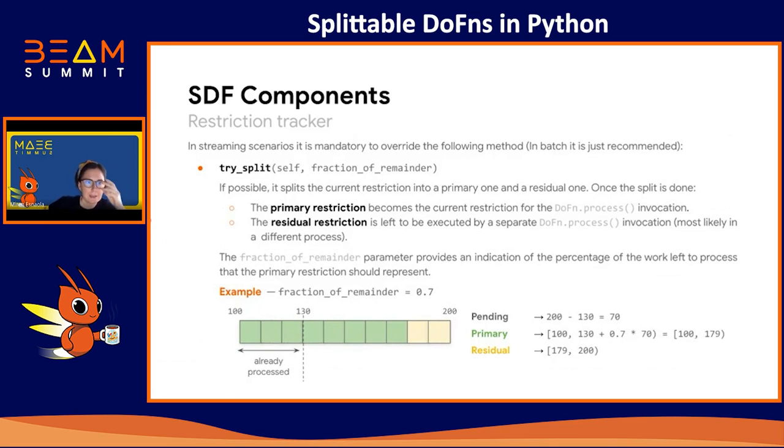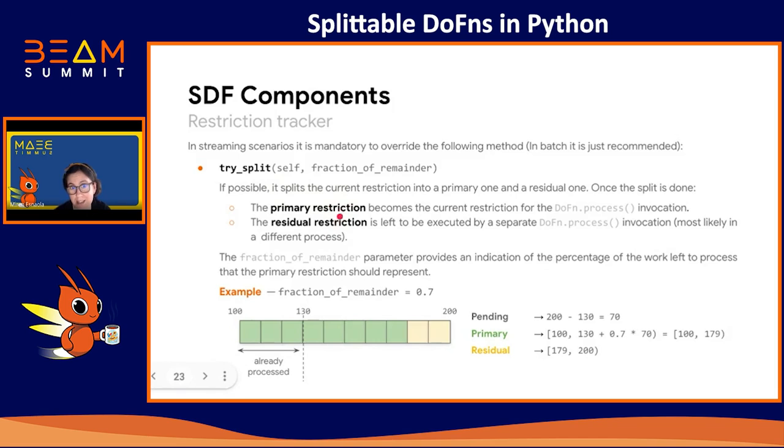And then, so until now we saw the implementations that are mandatory. Then there is one that you have to implement when you are working in streaming scenarios, for sure, and that is also recommended to implement in batch scenarios, okay? But it's not mandatory in those cases. And it's the try_split. And the try_split is the one that does what we were discussing before, the one that the runner will invoke, okay, to create from an existing current restriction a primary restriction and a residual restriction, okay?